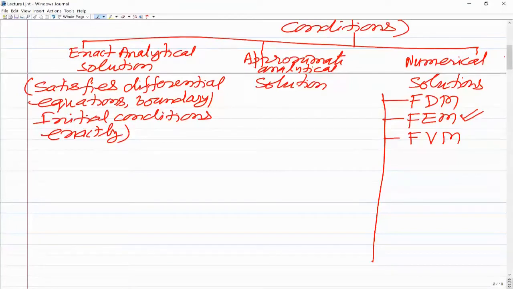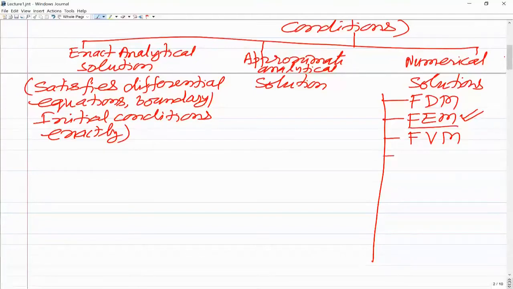You will find that the finite element method is more popular in solid mechanics and structural mechanics problems, whereas the finite volume method is more popular in fluid mechanics problems. Of course, I will not be discussing that. As I said already, I'm going to discuss only the finite element method, but I just wanted to give you an idea of what the different methods available are, and that can be used.